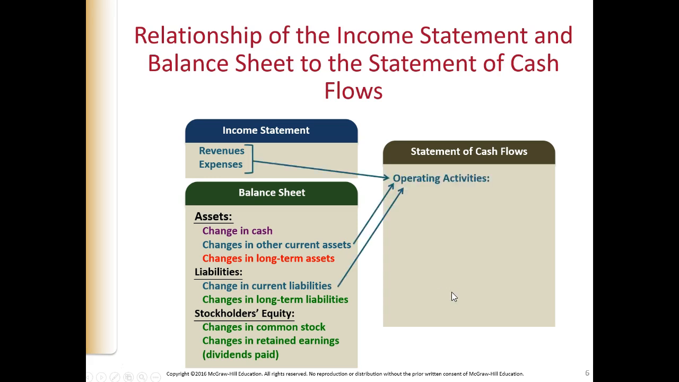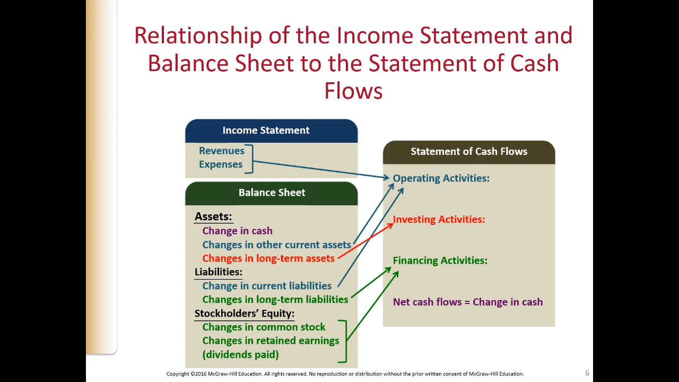Now you can see that income statement information goes into the operating section as well as the change in current assets and current liabilities. In the next section, we look for changes in long-term assets. Again, these would be like buying and selling of land, building, equipment, and other long-term investments. Changes in long-term liabilities and changes in common stock and retained earnings will end up going in the financing section of the cash flow statement.